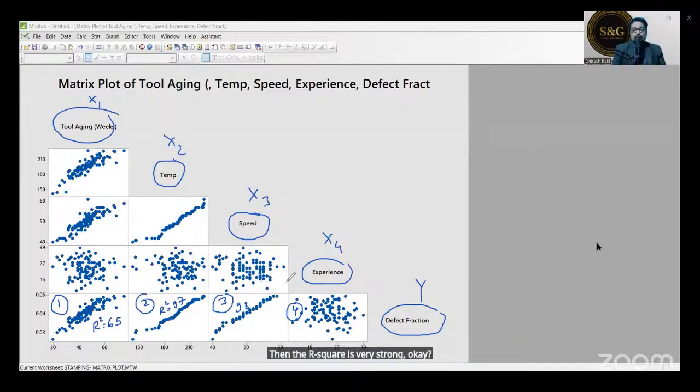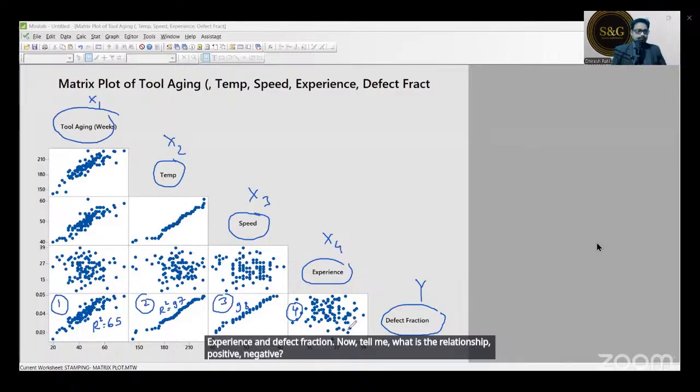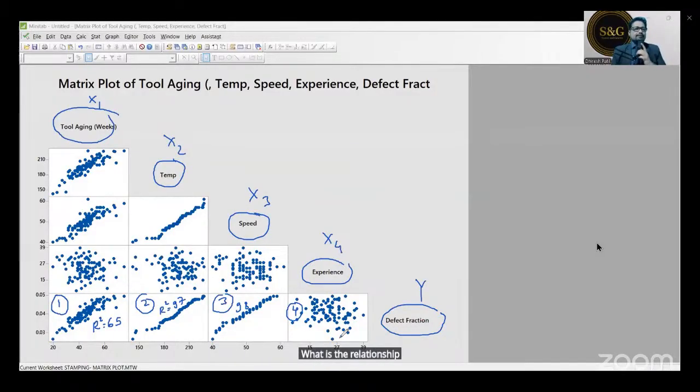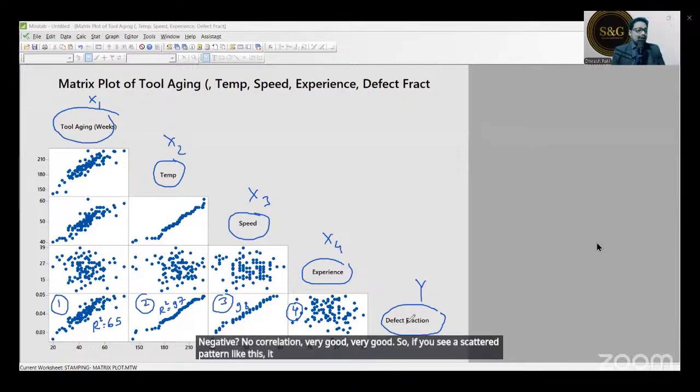Let's come to the fourth one, experience and defect fraction. Now tell me, what is the relationship? Positive, negative? What is the relationship of experience and defect? No correlation. Very good. So if you see a scattered pattern like this, it shows no correlation.